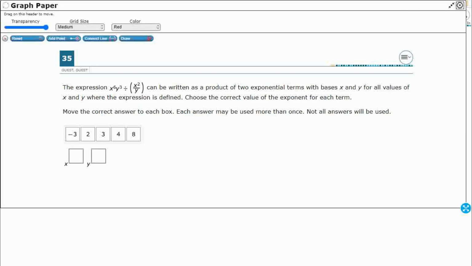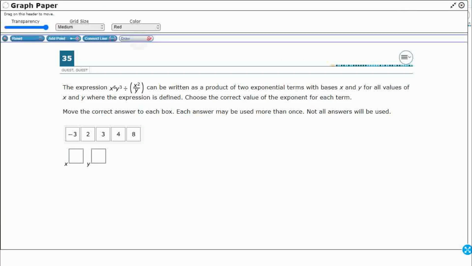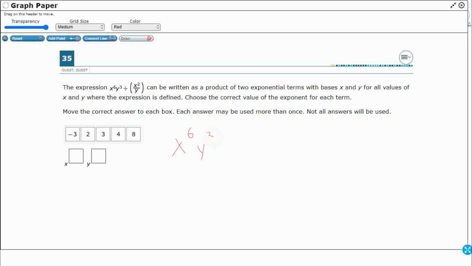So let's see what we have, and we are going to just rewrite this a little bit bigger. All right, so x to the 6th, y to the 3rd, now divided by x squared over y. Now, it looks a little bit weird to have a fraction within a fraction, so that's why they gave it to us, right, side by side. Now, there's multiple ways to do this. One way to do this would be to say, if you divide by 1/2, it's the same as multiplying by the reciprocal.